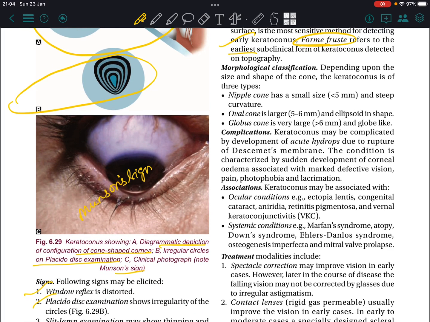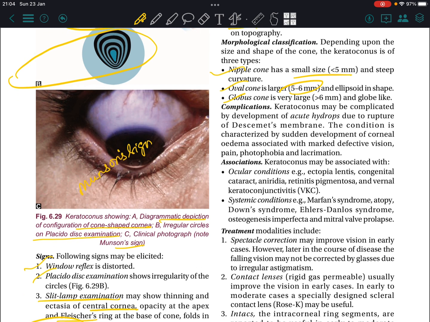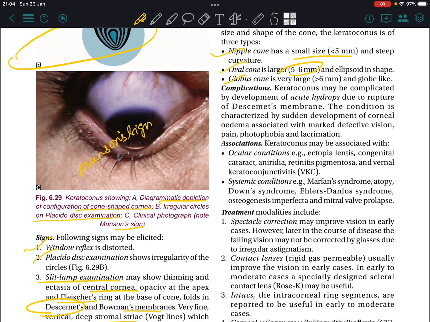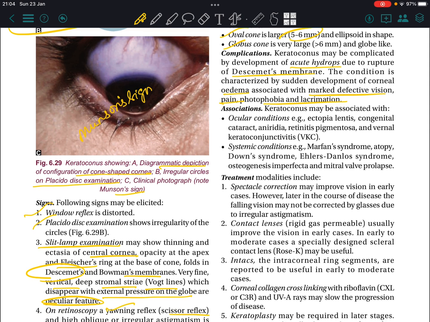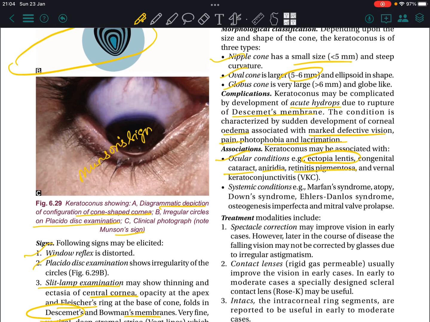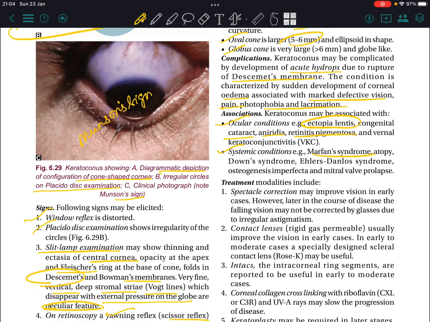Morphological classification: nipple cone has small size, oval cone is larger, globus cone is very large. Complication: keratoconus complicated by development of acute hydrops due to rupture of Descemet's membrane. The condition is characterized by sudden development of corneal edema, associated with marked defective vision, pain, photophobia, lacrimation. Association: ocular conditions, for example ectopia lentis, congenital cataract, aniridia, retinitis pigmentosa, vernal keratoconjunctivitis. Systemic conditions: Marfan syndrome, Down syndrome, Ehlers-Danlos syndrome, osteogenesis imperfecta, mitral valve prolapse.